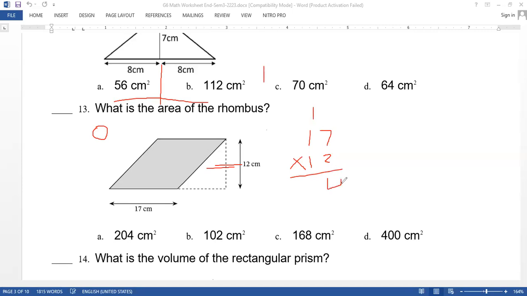Two times 7, 14. 2 times 1, 2, plus 1, 3. I put 0. I erase this one. 1 times 7, 7. 1 times 2, 1, 1. So now I add. 4. 3 plus 7, 10. And here 2. So the answer is 204 centimeters squared, without dividing by 2. Remember, in the rhombus and the parallelogram, don't divide by 2.